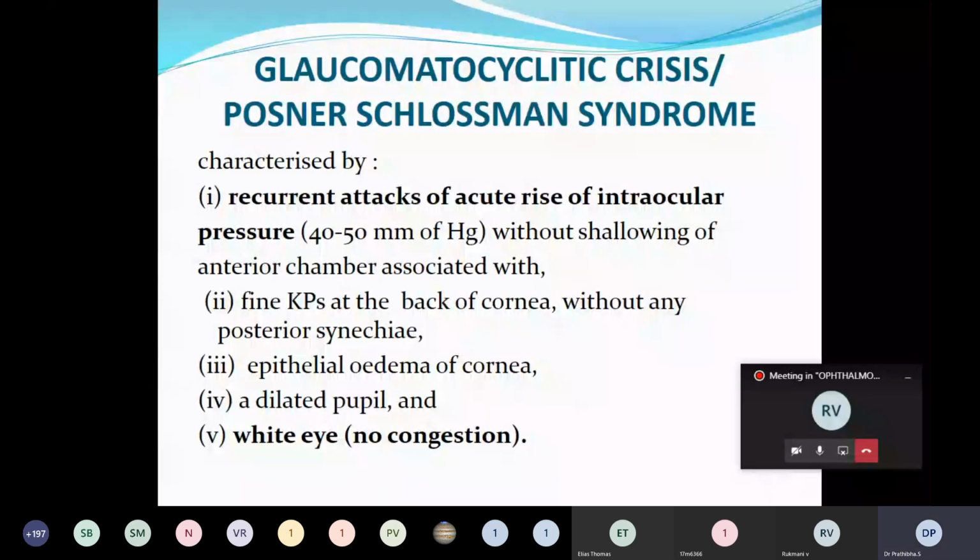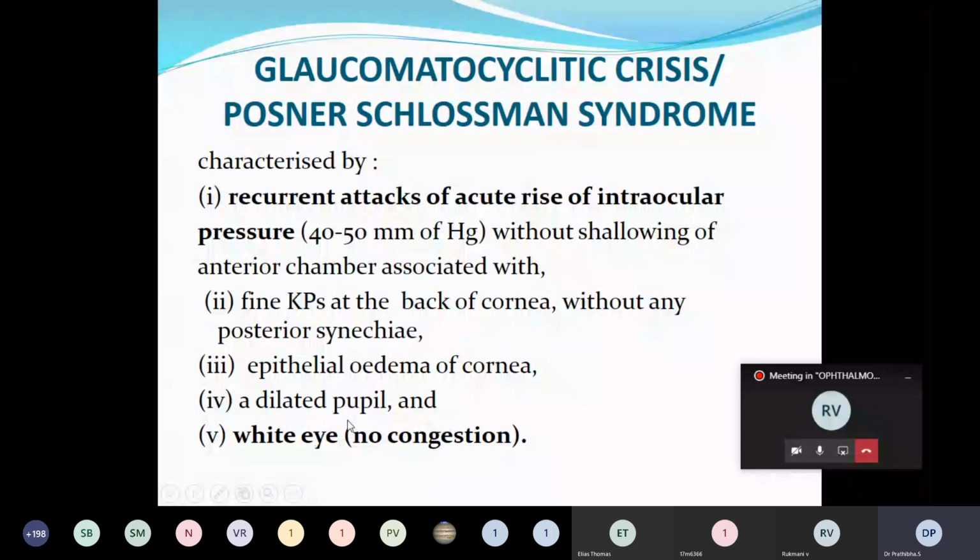The other syndrome which is associated with secondary glaucoma is Posner-Schlossman syndrome. Here there are recurrent attacks of acute rise of IOP, ranging between 40 to 50 millimeters of mercury, without shallowing of the anterior chamber. Fine keratic precipitates at the back of the cornea without posterior synechiae, similar to Fuchs, will be there. Then epithelial edema will be there, and a dilated pupil, but there is no congestion. This is the pathognomonic one. So this is the speciality of Posner-Schlossman syndrome.